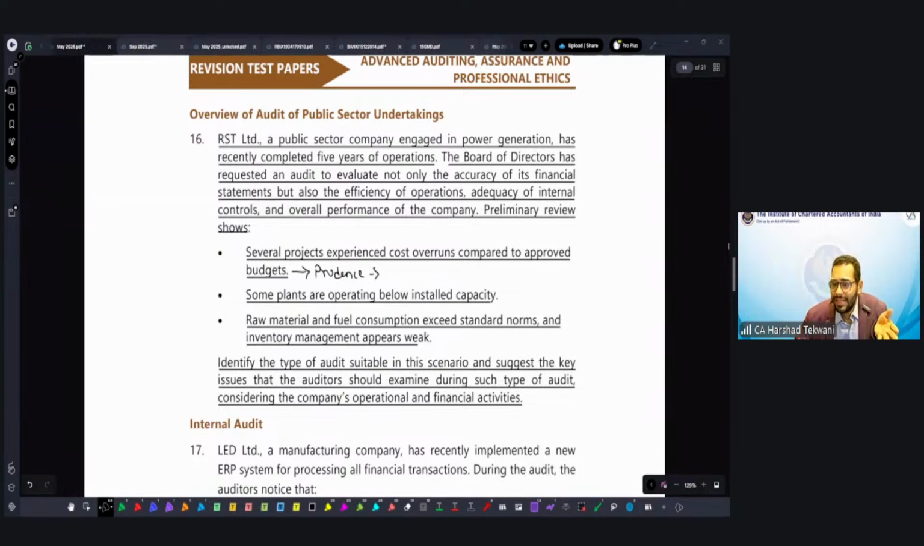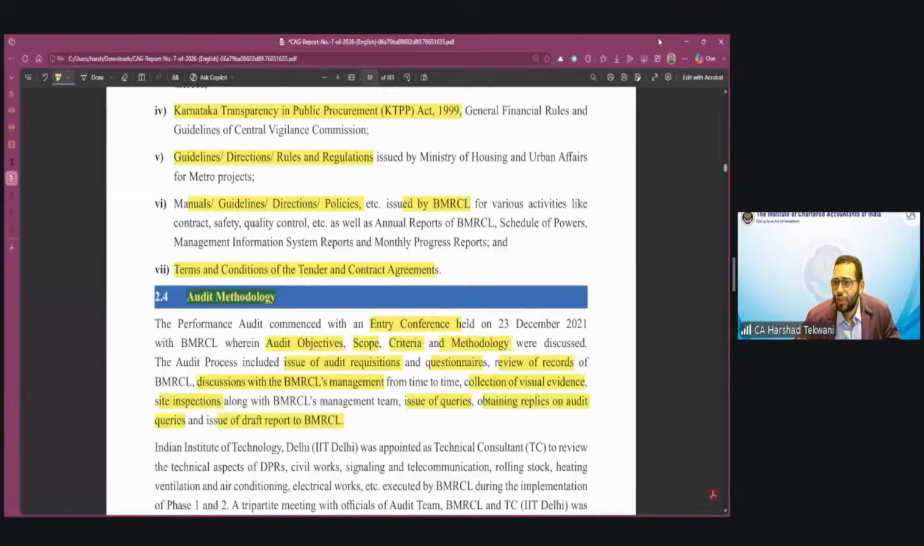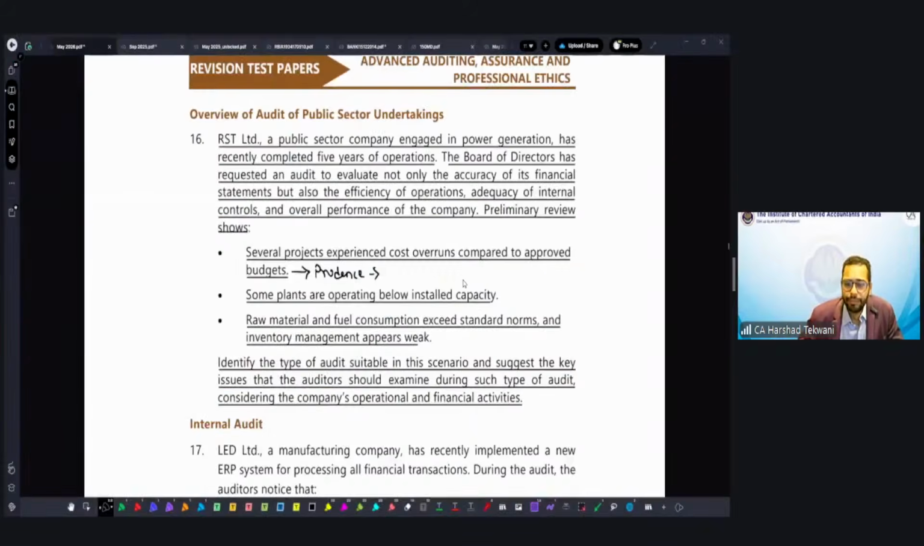Now, in this case, it's a government company. So accordingly, we need to understand that the employees of this government company have to follow sound financial management principles. So their conduct should be ethical. Now, in this particular case, there is a cost overrun. So we are talking about prudence and sound financial management.